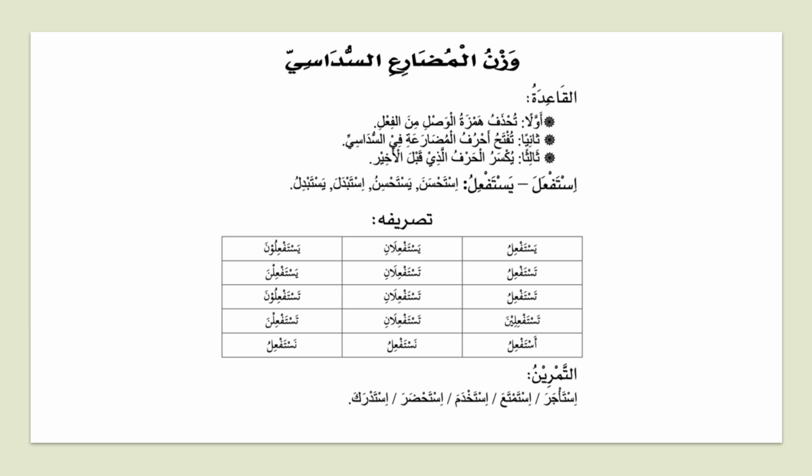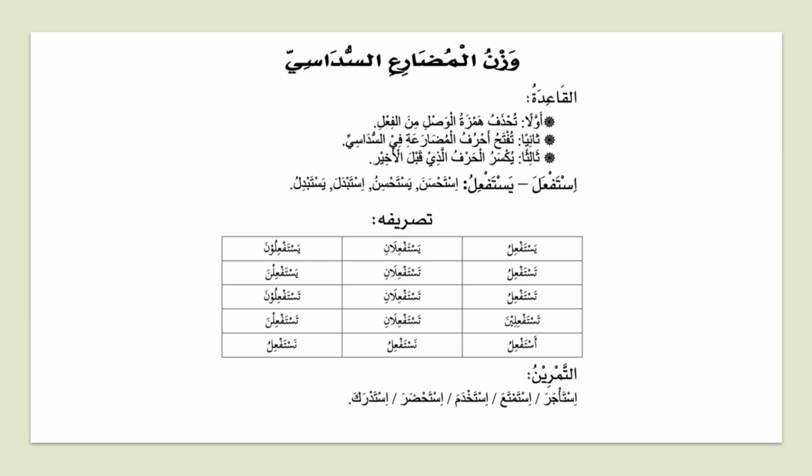So the first one, أولاً, he's going to give 3 points again. أولاً, first point: تحذف همزة الوصل من الفعل. تحذف, by the way, is going to come in a different chapter. He said that the hamzatul wasl is dropped from the verb. So if you look at istaf'ala, that was the past tense. Istaf'ala, the hamzatul wasl is dropped. We get yastaf'ilu.